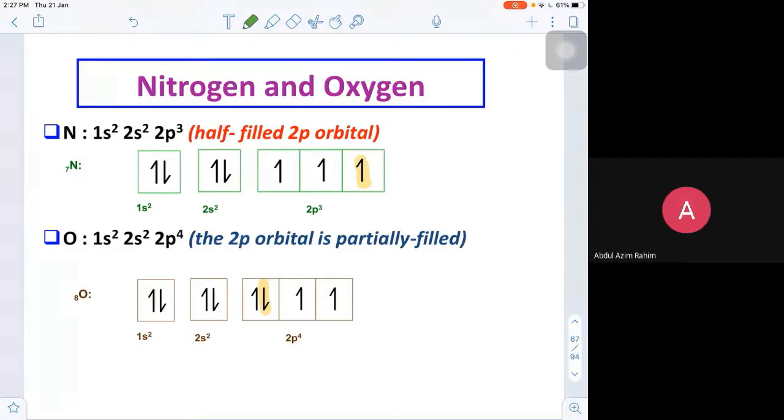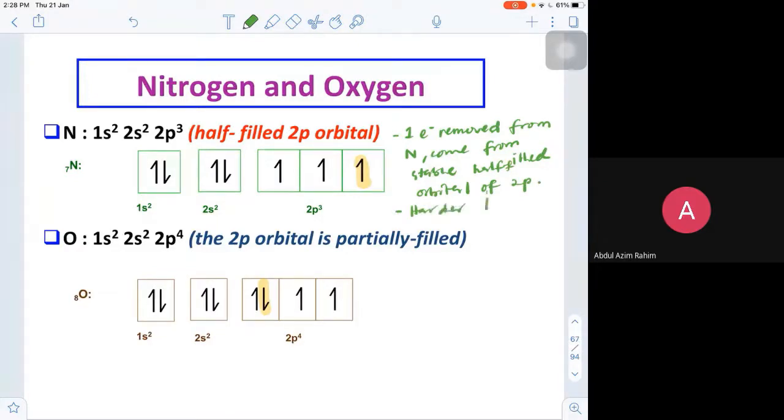Then how should we write the explanation? You can start with: the first electron removed from nitrogen comes from a stable half-filled orbital of 2p. Harder to remove the electron, requires more energy. And then you explain about the oxygen.